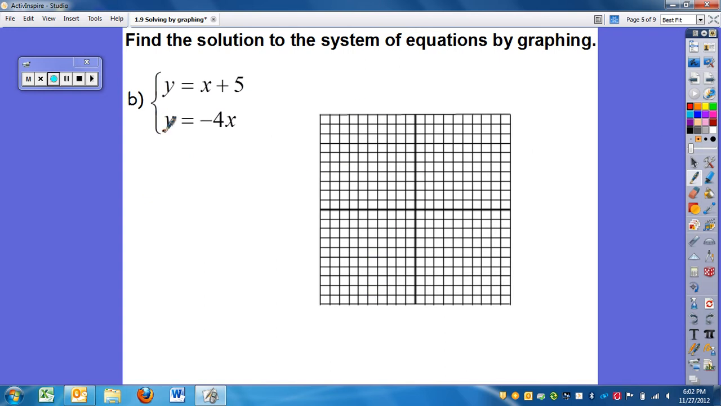Right, so one more example like that. I'm going to graph my two lines. I'll graph my first one in red. I start at +5: 1, 2, 3, 4, 5. That is my y-intercept. And my slope is 1, because the slope is always next to x, so it's 1 over 1. So go up 1 over 1.